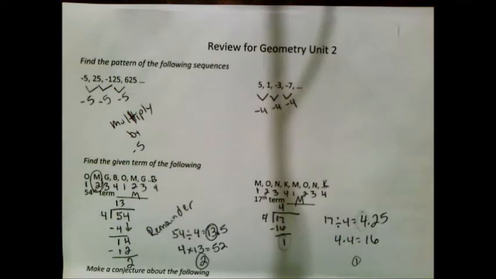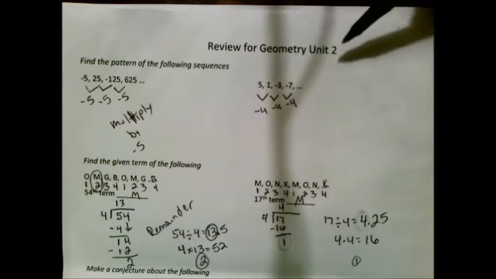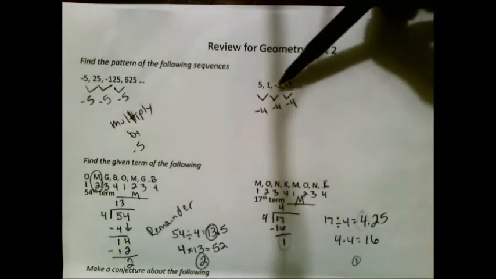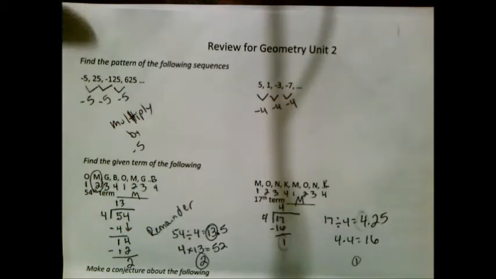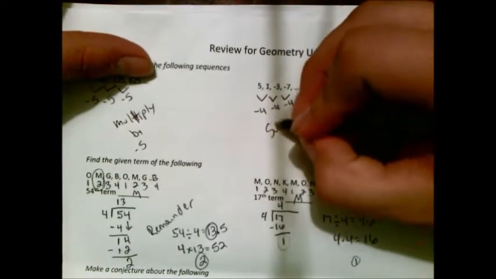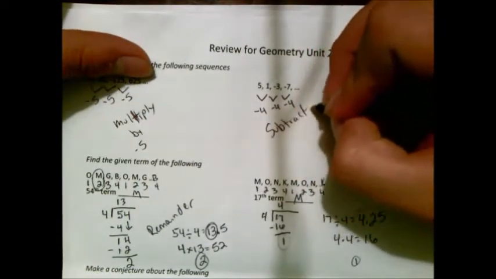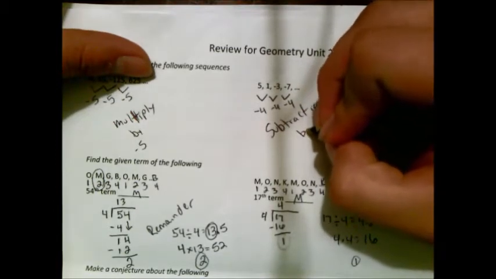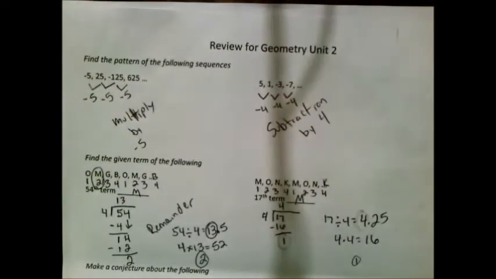The next one, we're going from 5, 1, -3, -7. Really, you can probably tell by now that it's going down. So most likely we're going to be subtracting by something. We figure from 5 to 1 is -4. From that to that, -4. And from that to that is -4. So all you'd have to write down is subtraction by 4. Something to let me know that you are on track, that you know what you're doing.